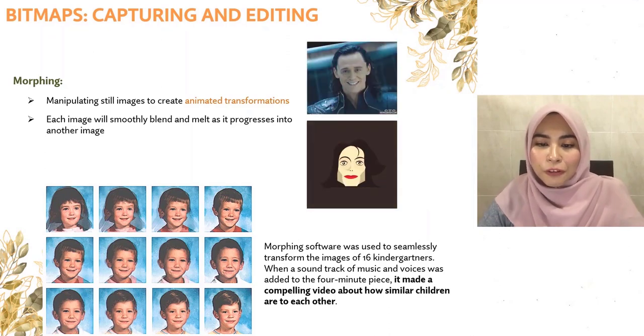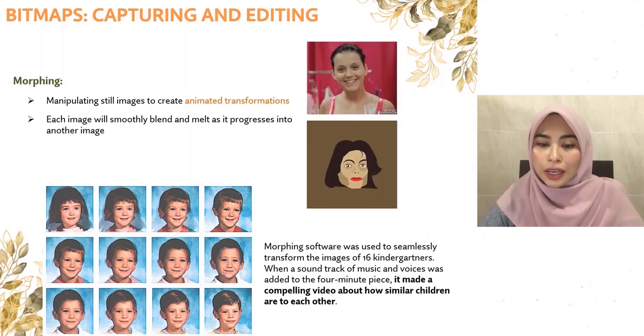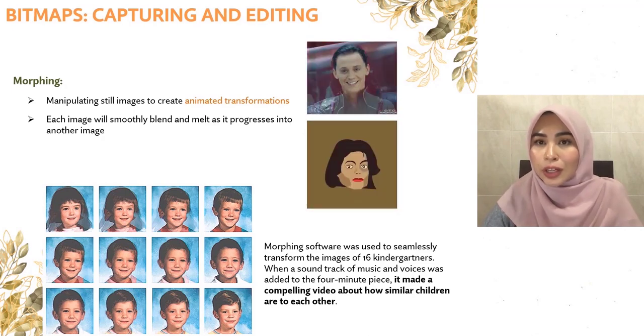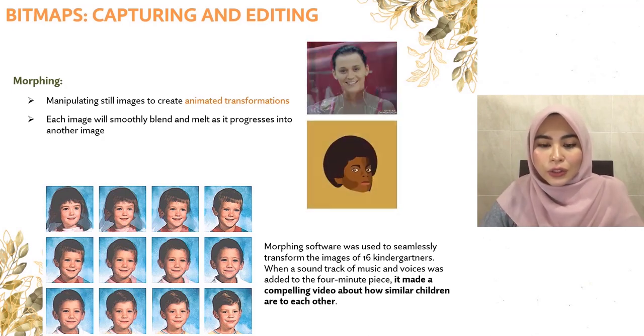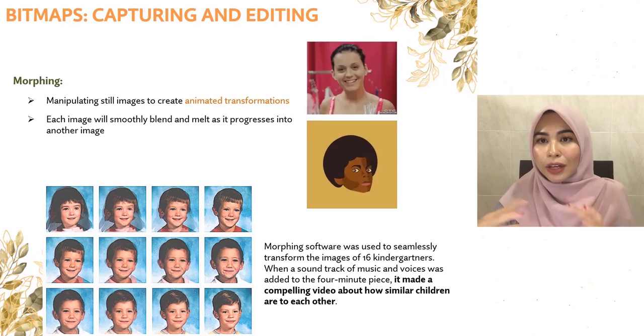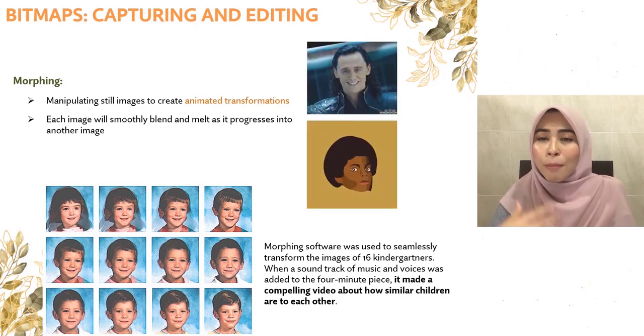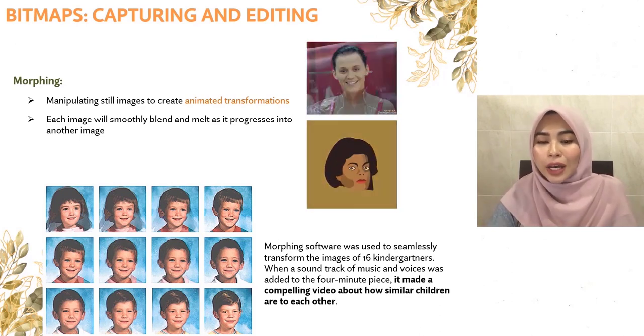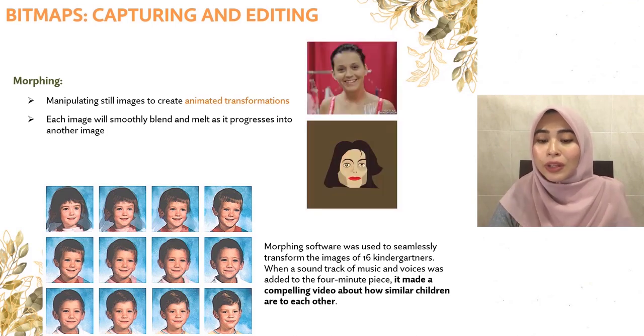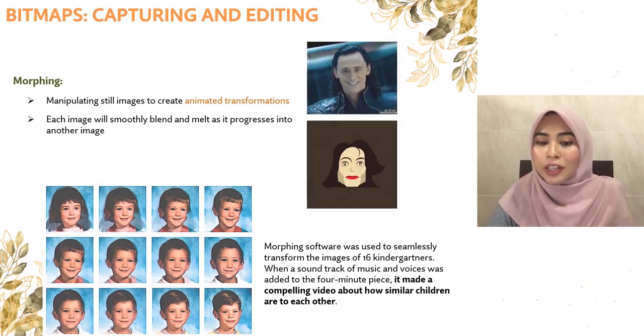Now, morphing is another technique of using images and actually creating an animation out of it. So how it works is that it will take these different images and it will morph. What morph means is that it will smoothly blend and melt the pictures as it progresses into another.